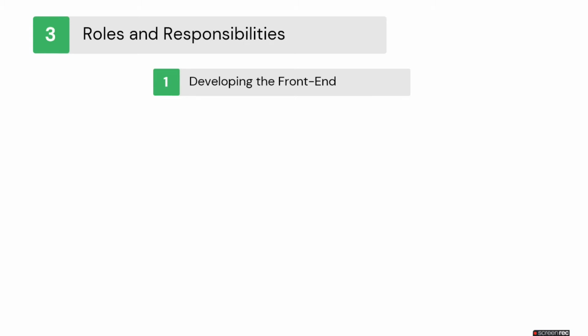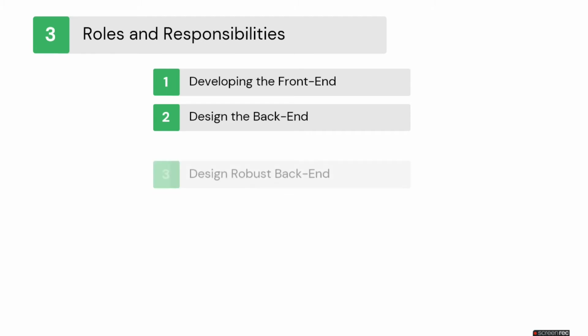Next is responsibilities. The first responsibility is developing the front end. As discussed, they must be able to develop the user interface for the user with the help of HTML and CSS. Next up is designing the backend. This is also the most crucial part of app development. They should be able to design robust backend architecture to ensure the smooth functioning of fetching and updating.